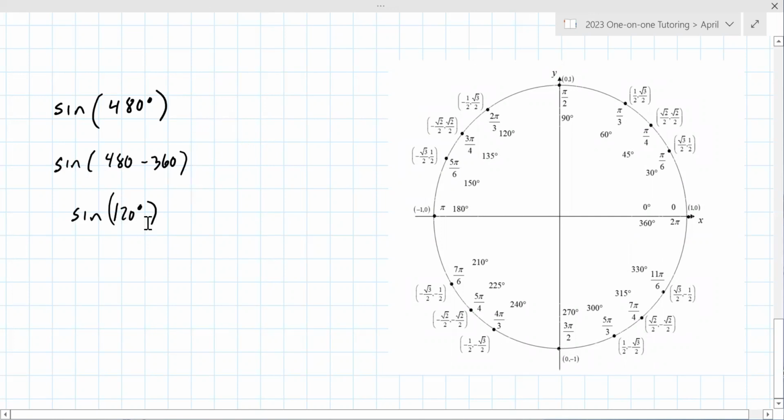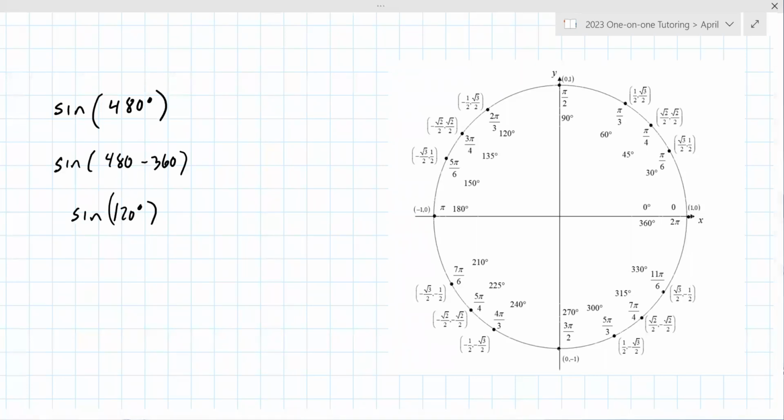Have you seen that before? Or is that completely new? That makes sense though. Okay. So what would that be? What would the y value be there? So that would be square root of 3 over 2. Yes.